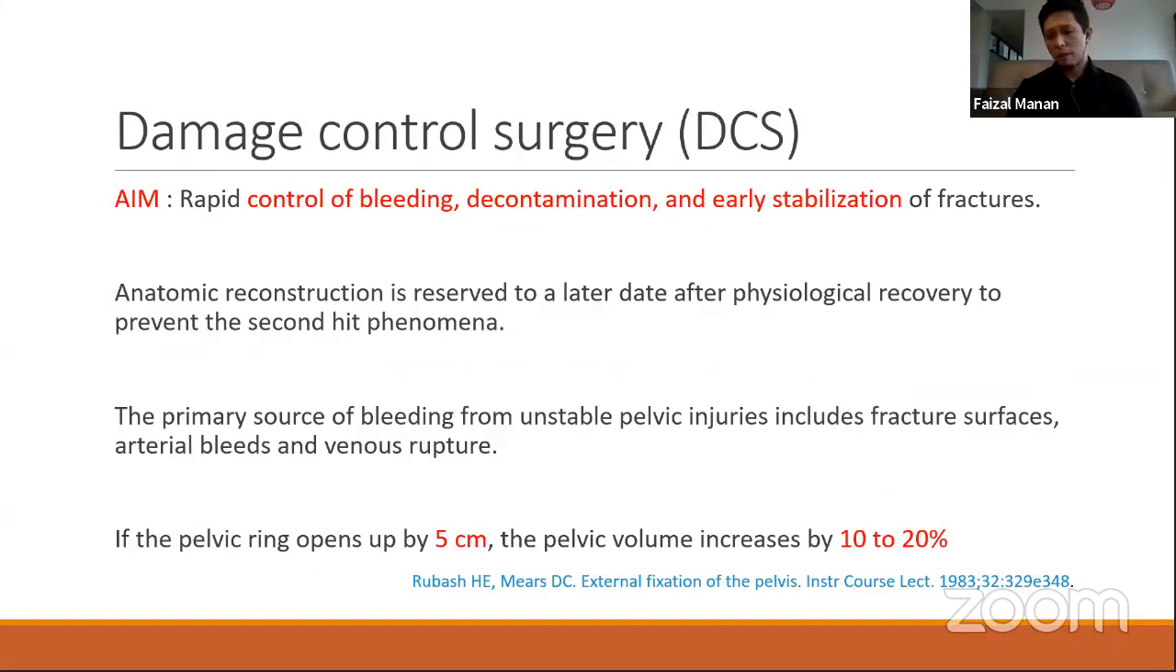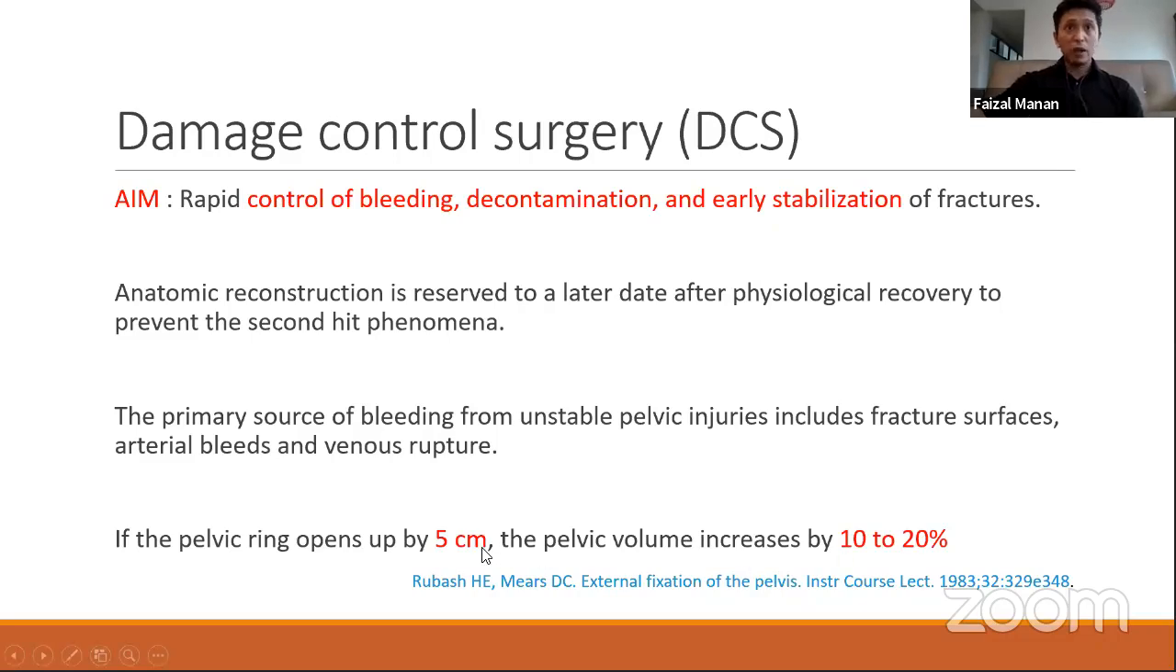So the next concept, when we want to deal with stabilizing the unstable, is the concept of damage control surgery. What it means is the aim is rapid control of the bleeding, decontamination, and early stabilization of the fractures. Anatomical reconstruction is reserved for a later date after physiological recovery, to prevent the secondary hit phenomenon. The primary sources of bleeding from unstable pelvic injuries include fracture surface, arterial bleeds, and venous rupture.